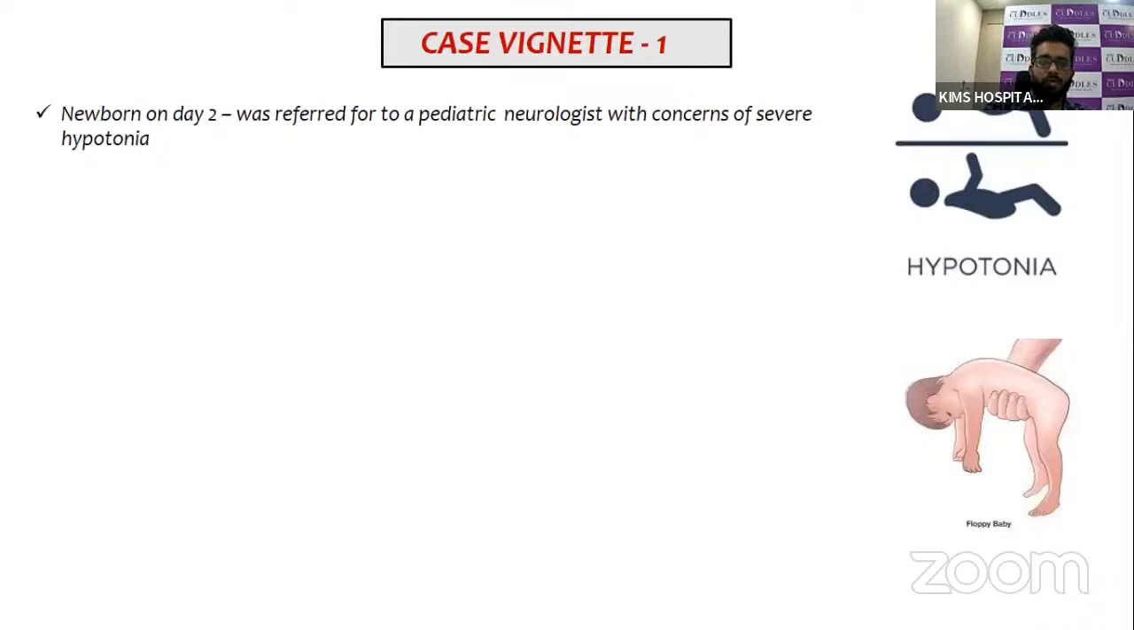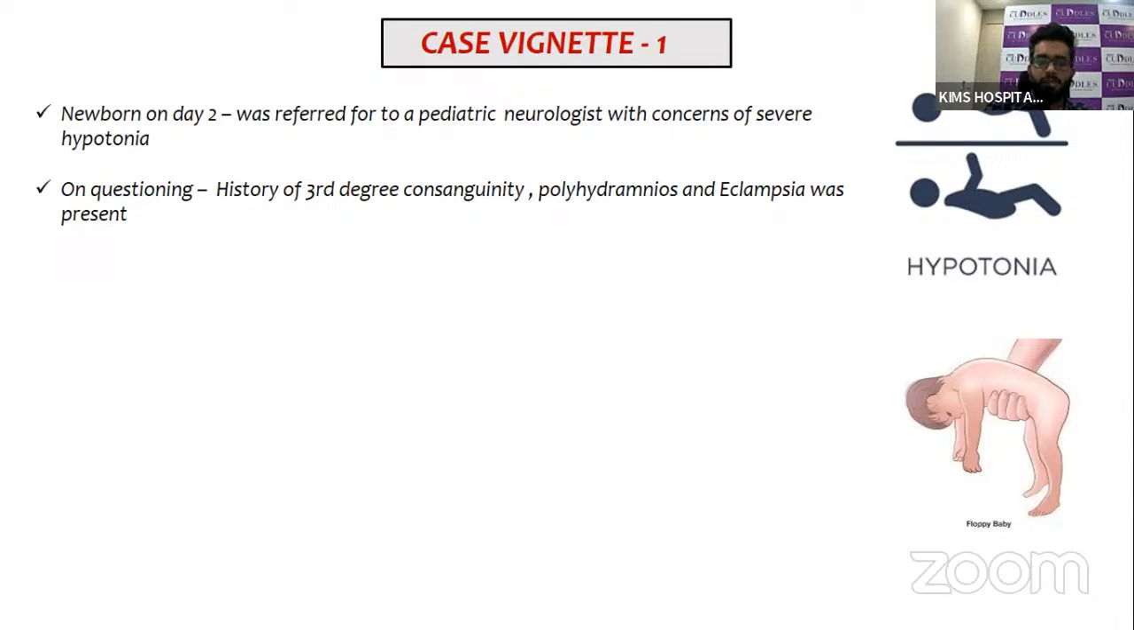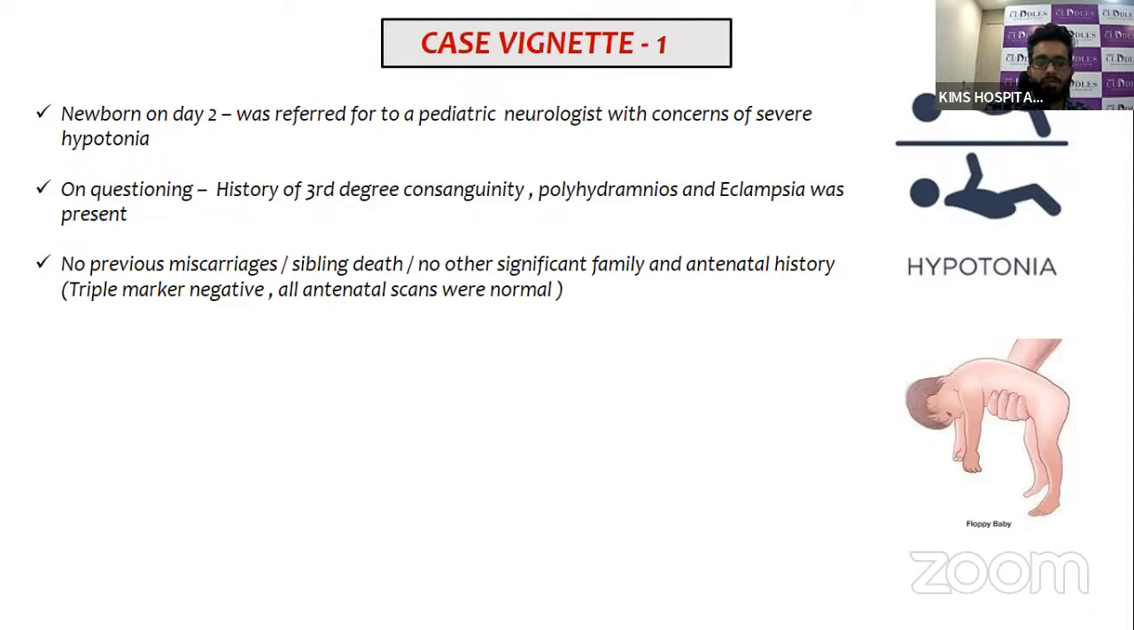So let's start with a case vignette. This was a newborn baby on day 2, referred to a pediatric neurologist with concerns of severe hypotonia. On questioning, the history was significant. There was a history of third-degree consanguinity. It's always better to start the history with the family history, then antenatal, perinatal, and postnatal. So this couple was a third-degree consanguineous couple with history of polyhydramnios and eclampsia. But there was no history of previous miscarriages or sibling death. No other significant family history was noted apart from this.